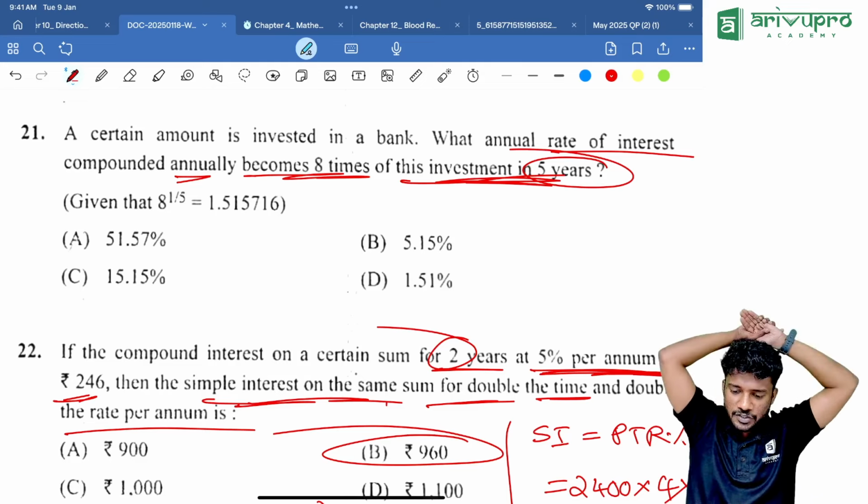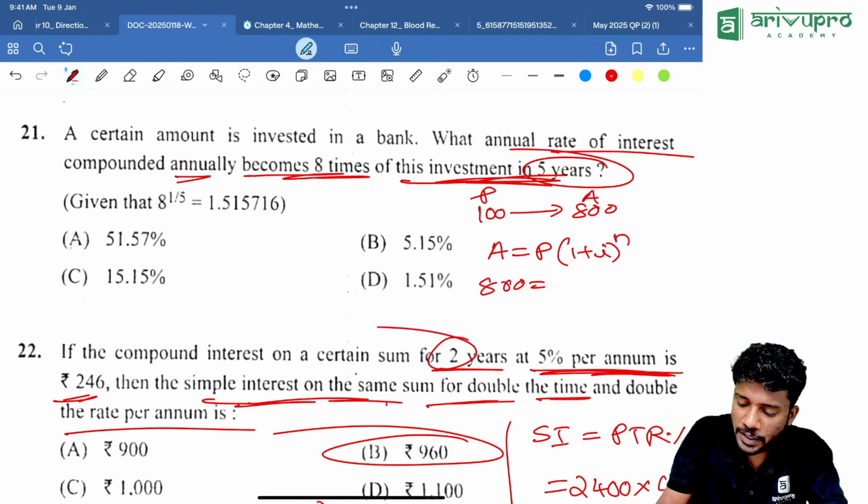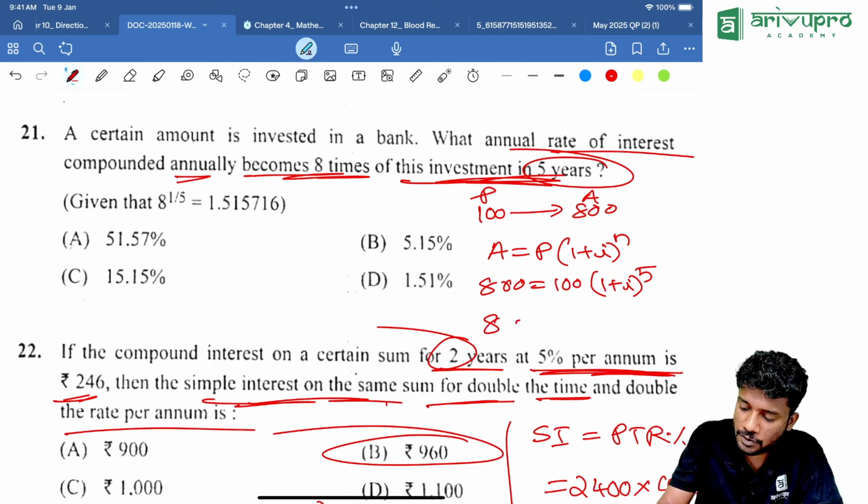That means what is the formula for amount? A is equal to P into (1 plus I) the whole power N. A is 800, which is equal to P, 100, into (1 plus I). We need to find I. N is how much? 5. Now, everything is given. 8 is equal to (1 plus I) the whole power 5.